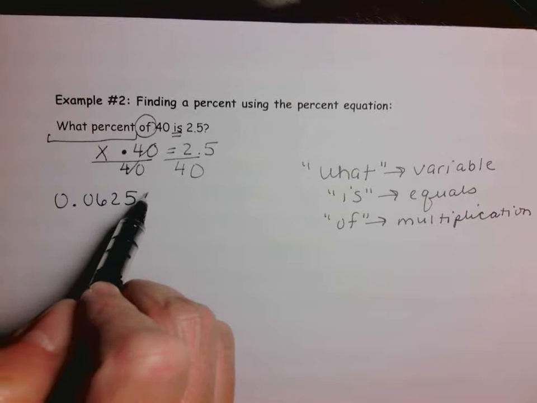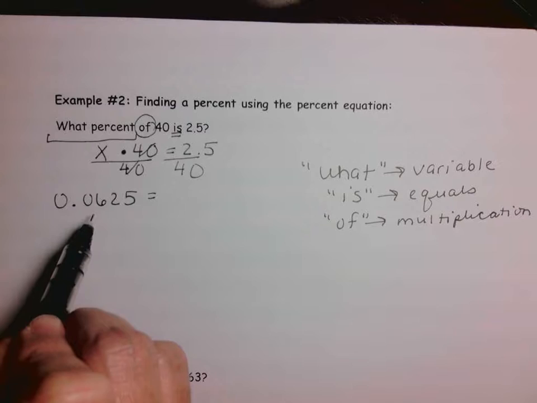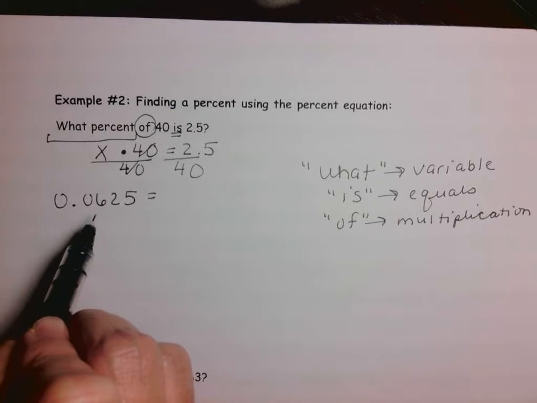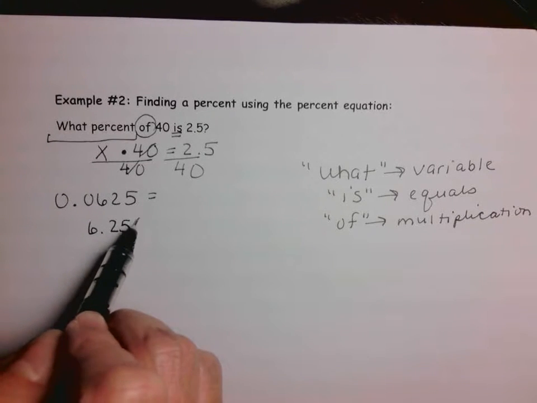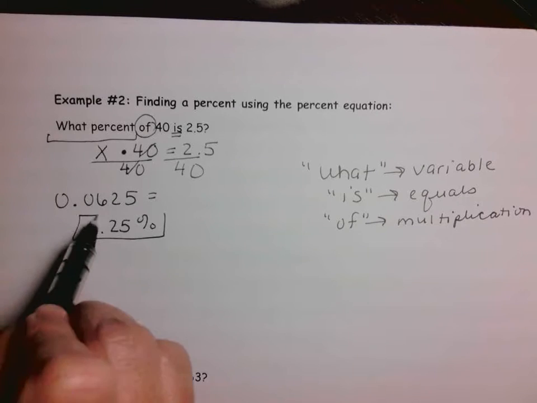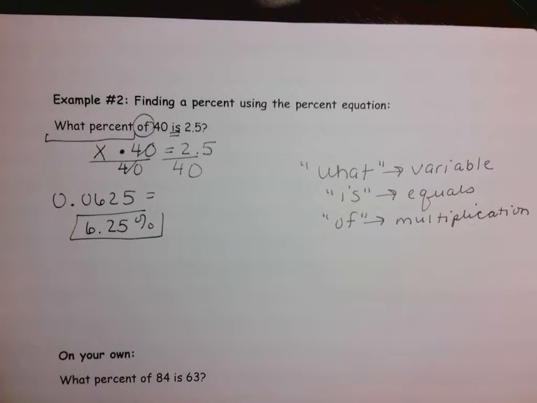But here's the thing. When you're doing it this way, it always gives you your percent expressed as a decimal. So that means you're going to have to multiply it by 100 in order to put it in percent form. But otherwise, this way may be easier for you if you have trouble identifying what's the part and what's the whole.